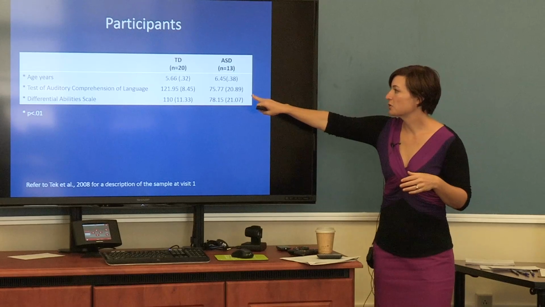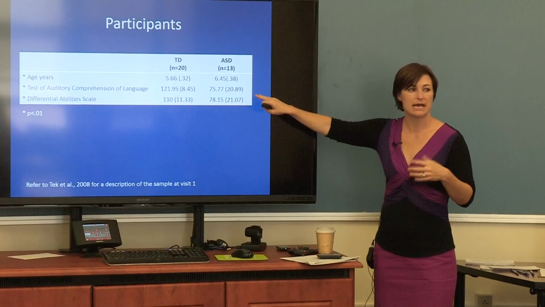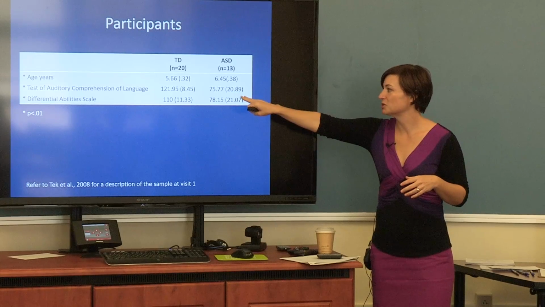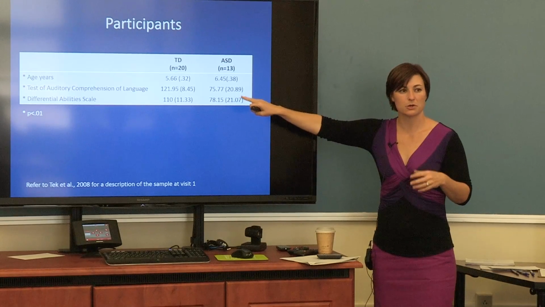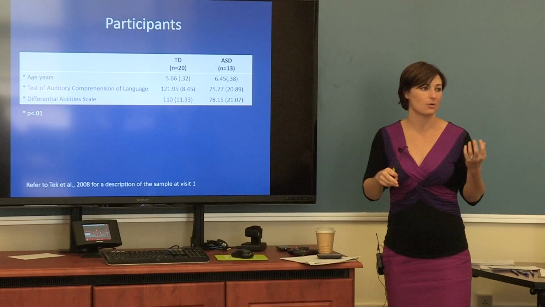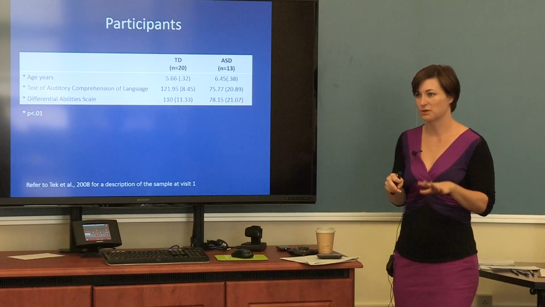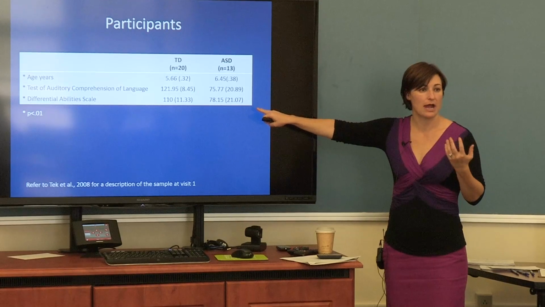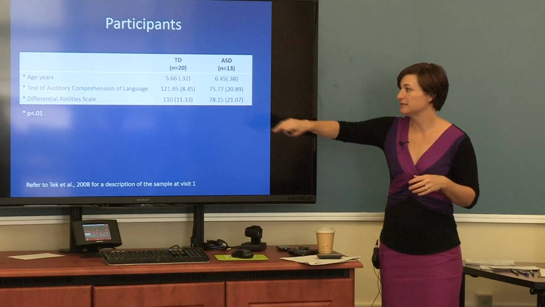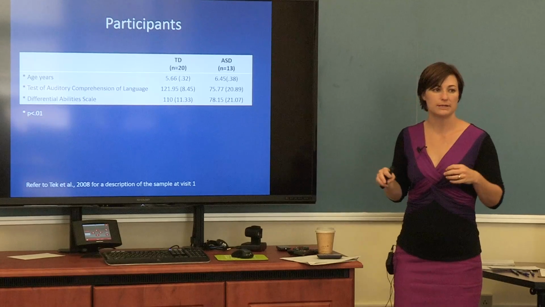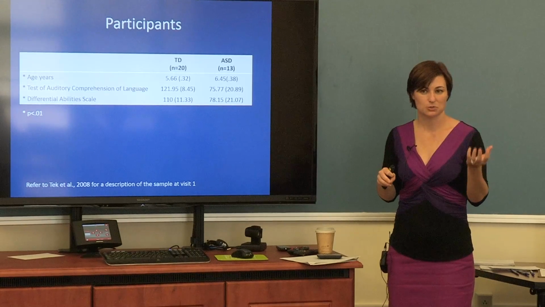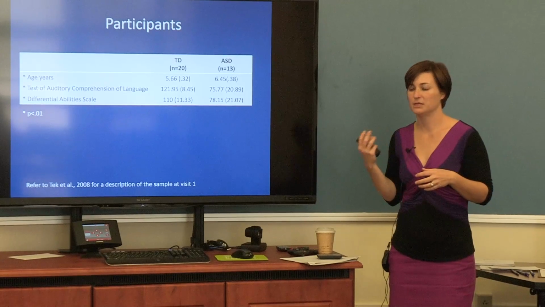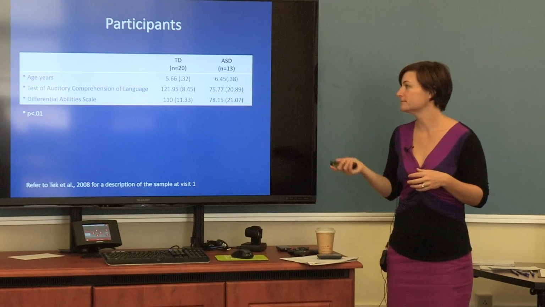The Test of Auditory Comprehension of Language was used as a measure of language skills, and we see over time that the children who are typical language learners have significantly better language scores than the children with autism. We also see that when we look at their IQ scores as measured by the Differential Ability Scales, once again over time, the children who are typical language learners are scoring significantly better than the children with autism.